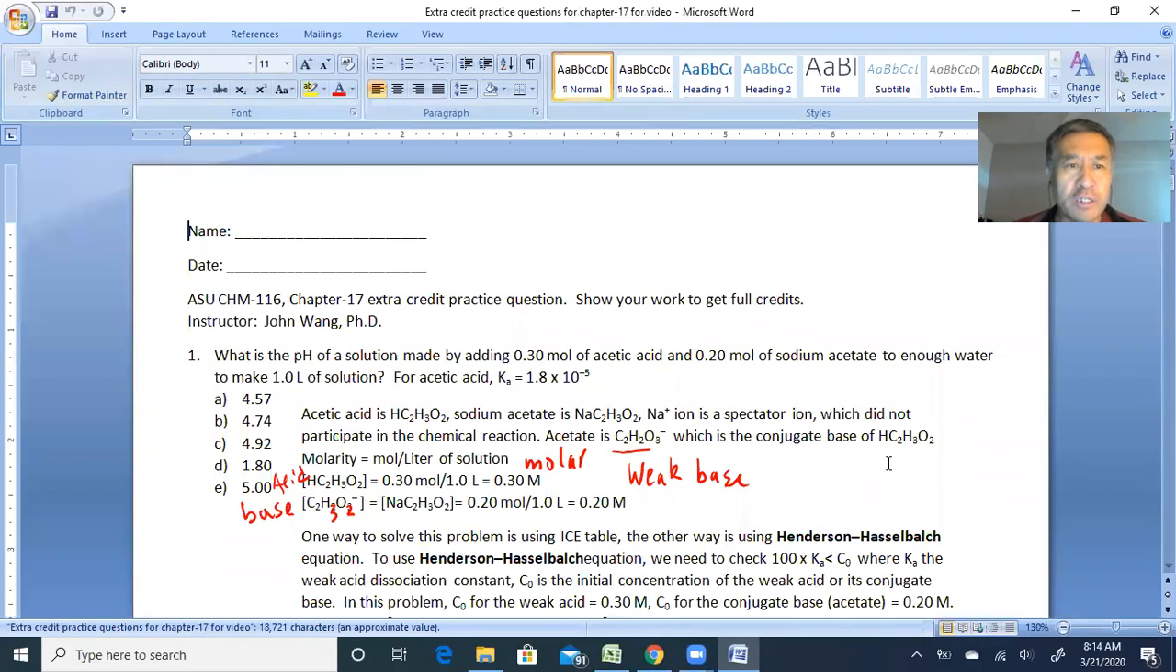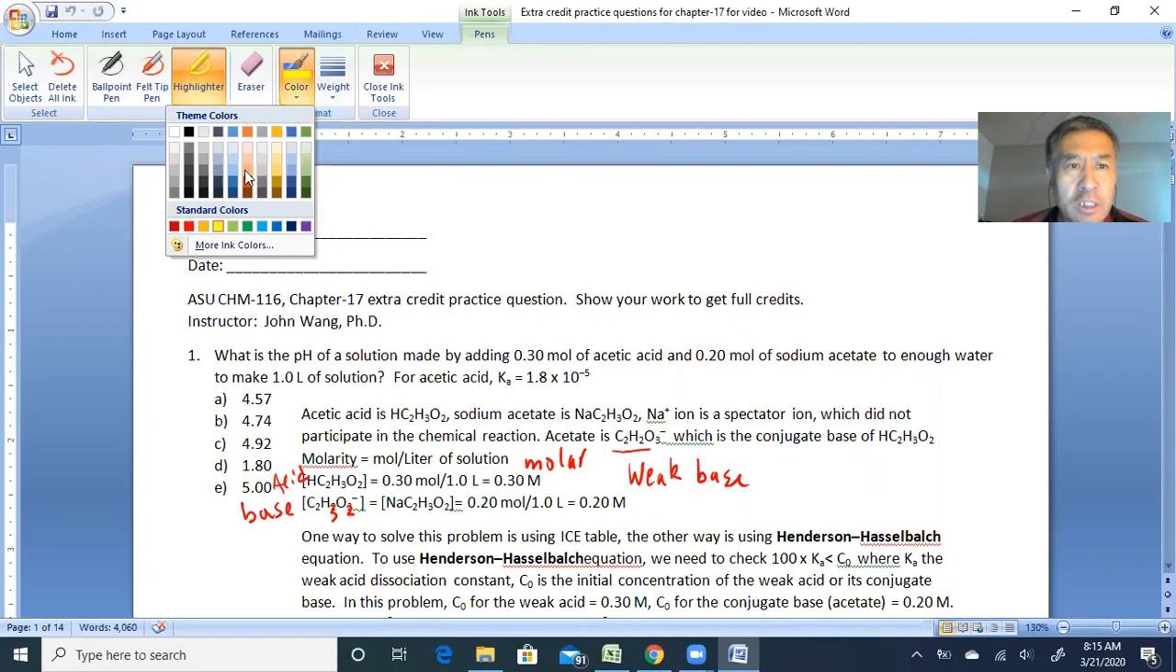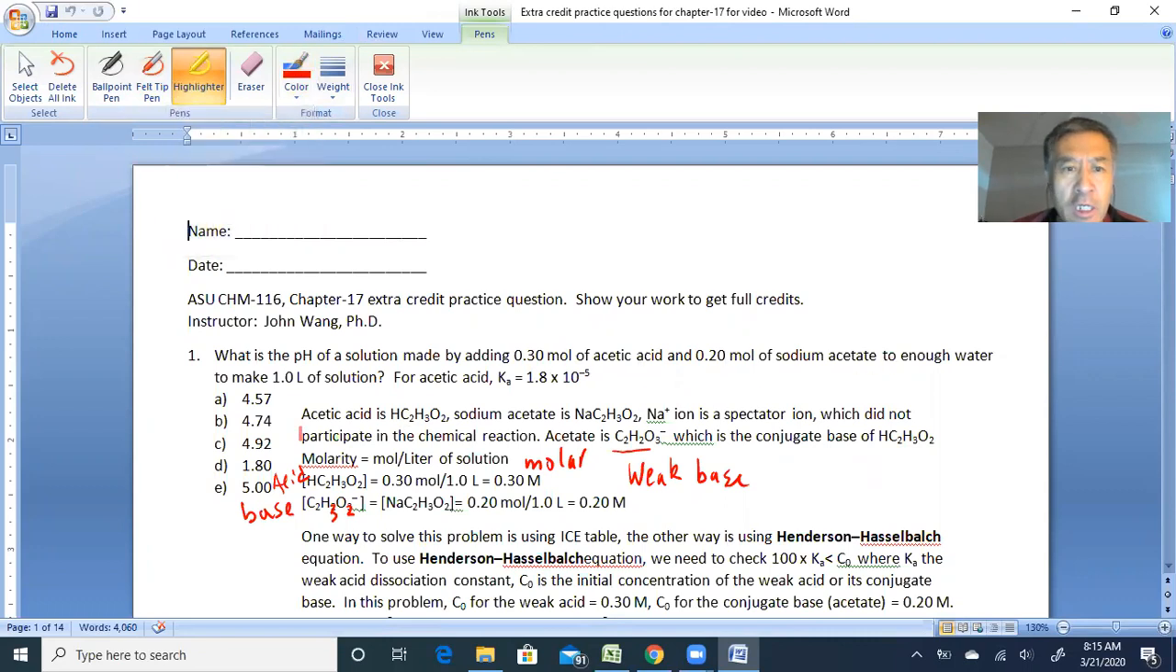So the first question is, what is the pH of a solution made by adding 0.30 moles of acetic acid and 0.20 moles of sodium acetate? So sodium acetate is the base. So we know the total volume of the buffer is 1.0 liter. For acetic acid, the Ka equals 1.8 times 10 to the negative 5.